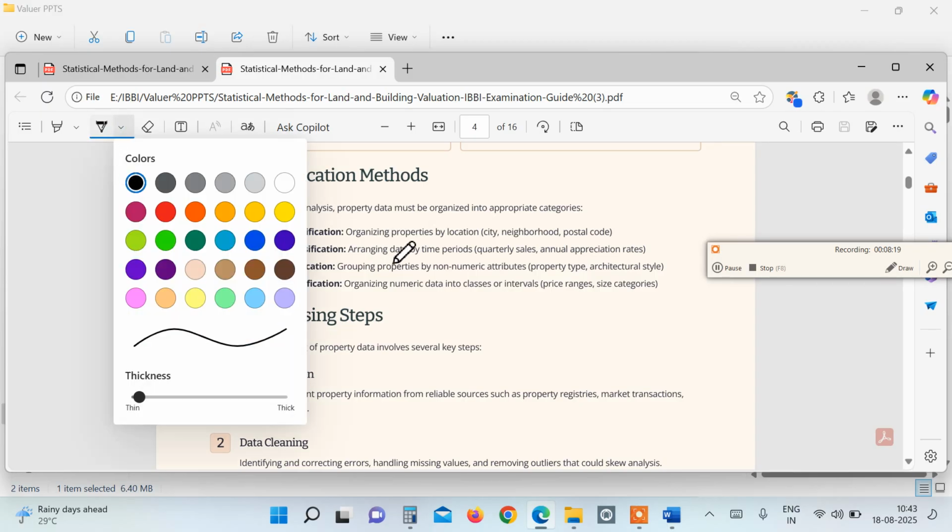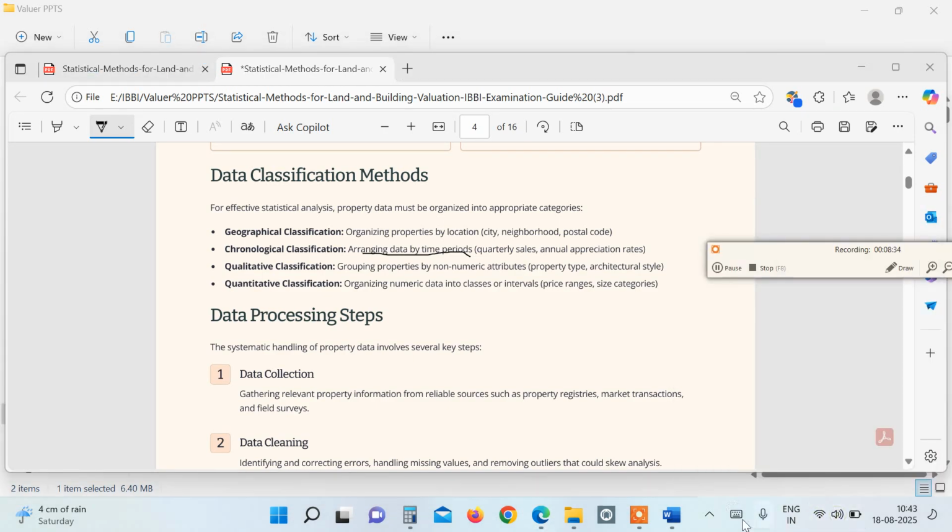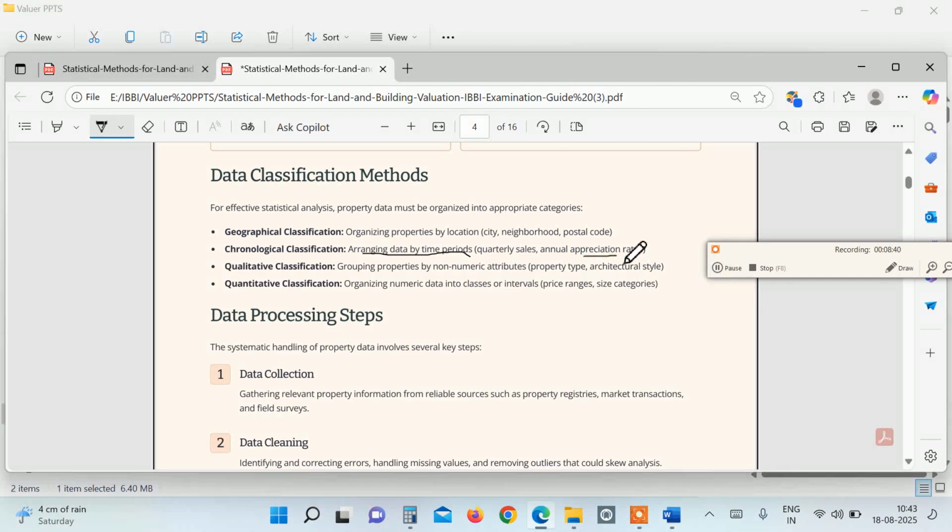And then arranging the data by time period, such as quarterly sale, annual sale, annual appreciation rates, etc. Then qualitative classification, grouping properties by non-numeric attributes such as property type, architectural style, etc. And quantitative classification, such as organizing numeric data into classes or intervals, such as price ranges, size categories, etc.